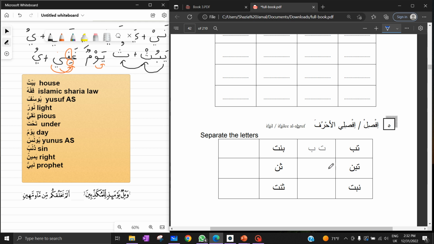Ta-ba. Ta-ba-na. Nabata, noon, ba, and ta. Banata, ba, noon, and ta. Fa and noon and ta.